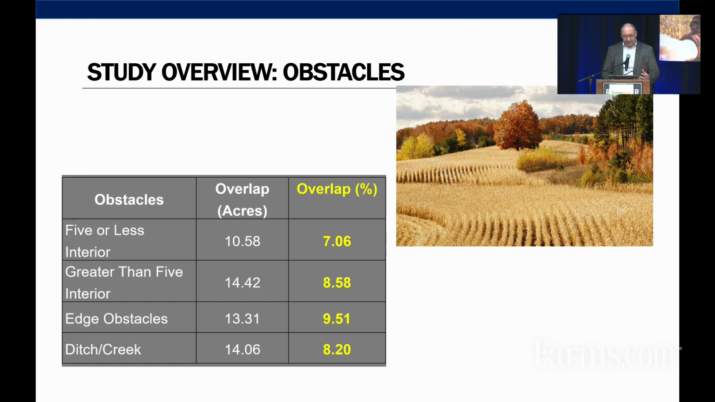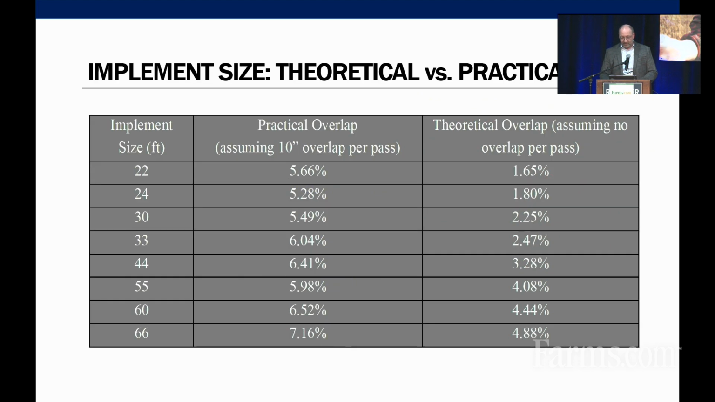When you look at edge obstacles, again, the variability that goes with not having a perfectly square field, those are things that influence and impact what your overlap potential could be, as well as things such as ditches or creeks, which can cut through in a very unique or random process, and irregular shaped boundaries that can impact the overall overlap potential.